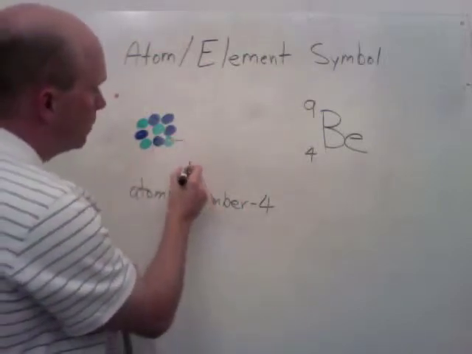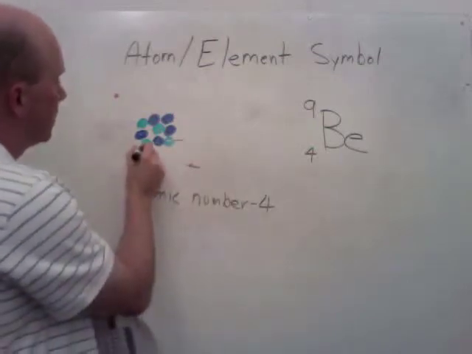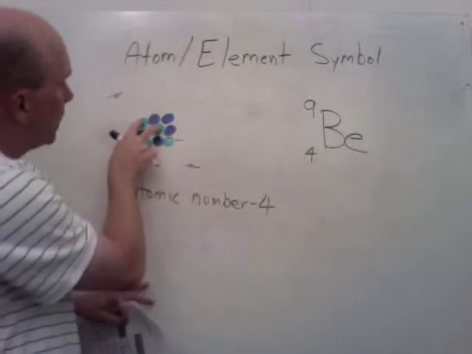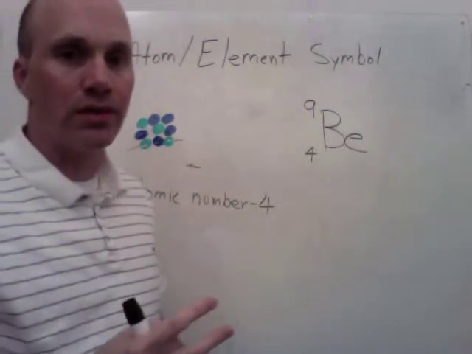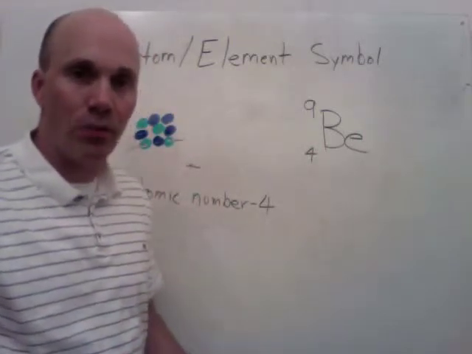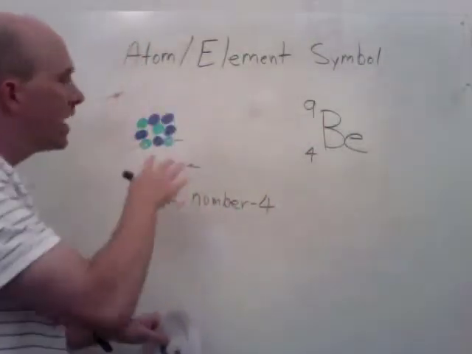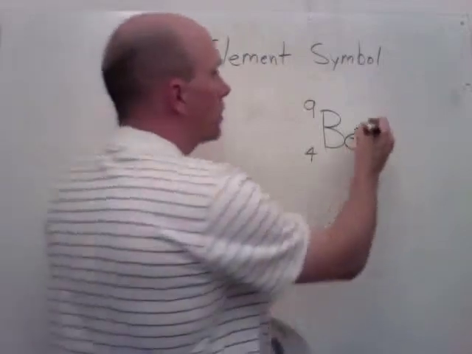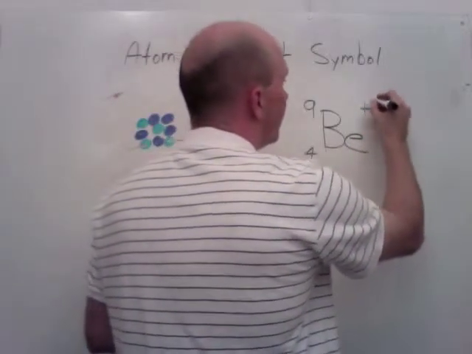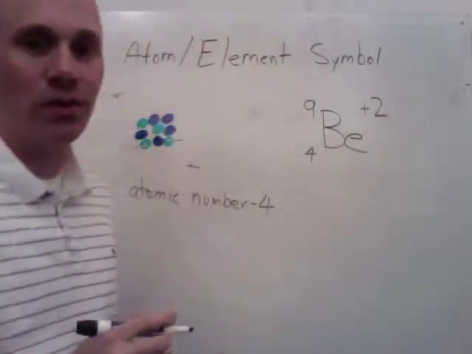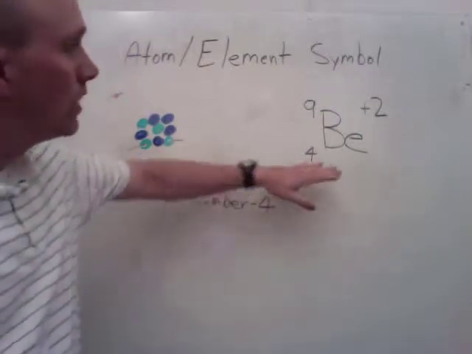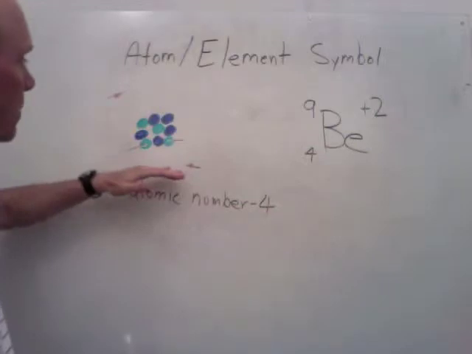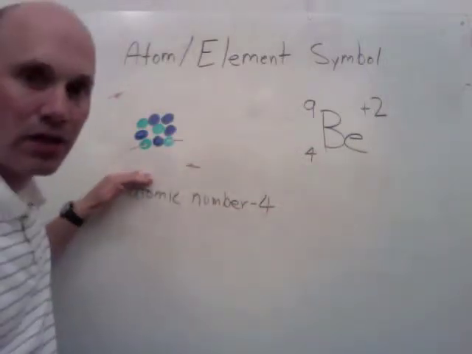This proton will cancel out with that electron. This proton will cancel out with that electron. We have 2 leftover protons. Each one of those has got a positive 1 charge. So this entire atom right here we know has a positive 2 charge. So what we're going to do is put a positive 2 up there. Okay? So this right here is the atom symbol that corresponds to this atom right here.